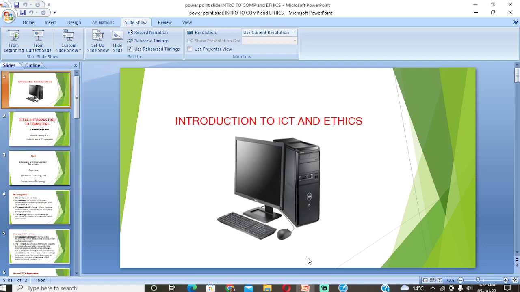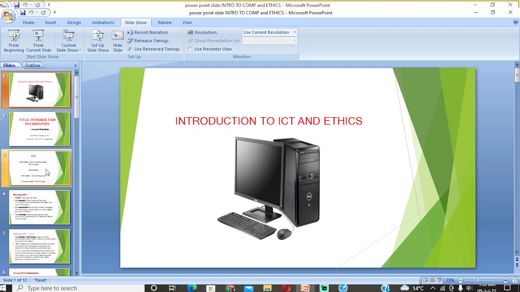Yes, yeah, today's lesson we are going to look at introduction to computers, introduction to ICT and ethics. Under introduction to ICT and ethics, we want to look at definition of terms or terminologies. That is, we want to look at ICT generally.